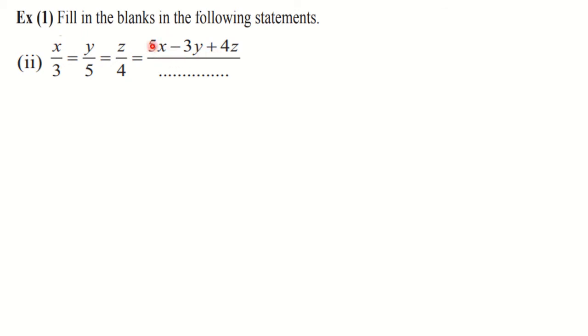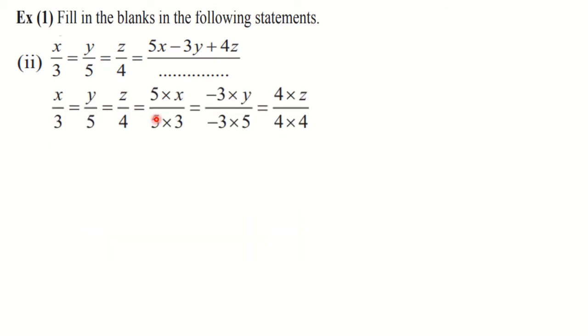First of all, we have to get all these numerators. That means we want 5x here, so we are going to multiply both the places by 5. We want minus 3y here, so we are going to multiply both the places by minus 3. And here we want 4z, so here also we will multiply both the places by plus 4. Okay, so that is our first step, to get the required numerators here.